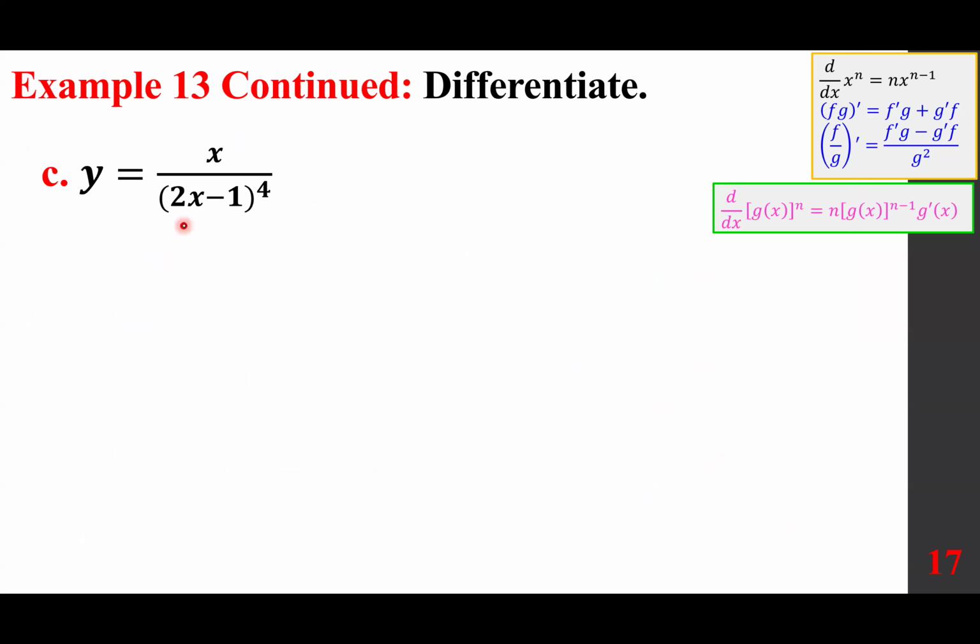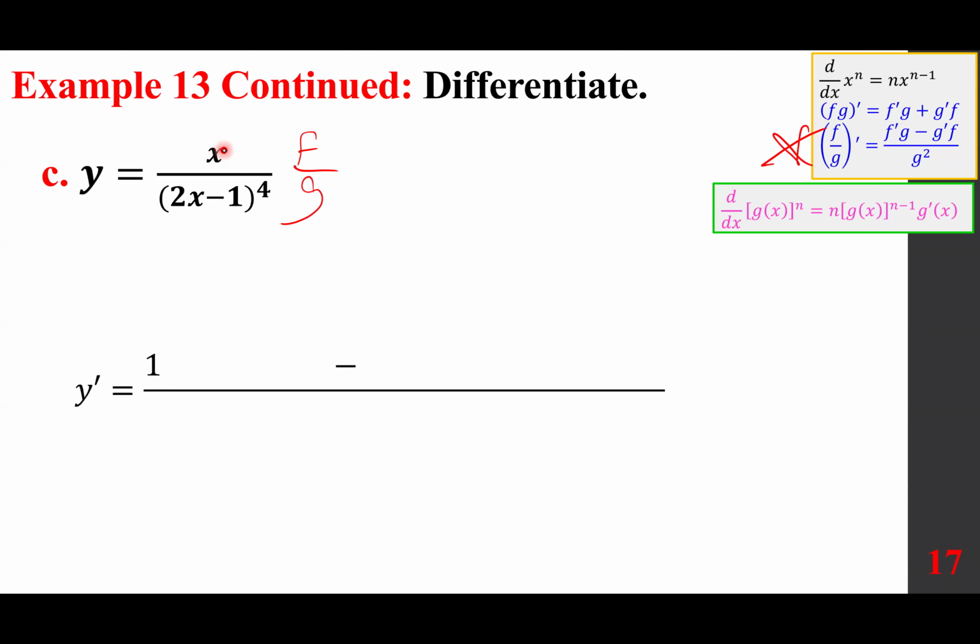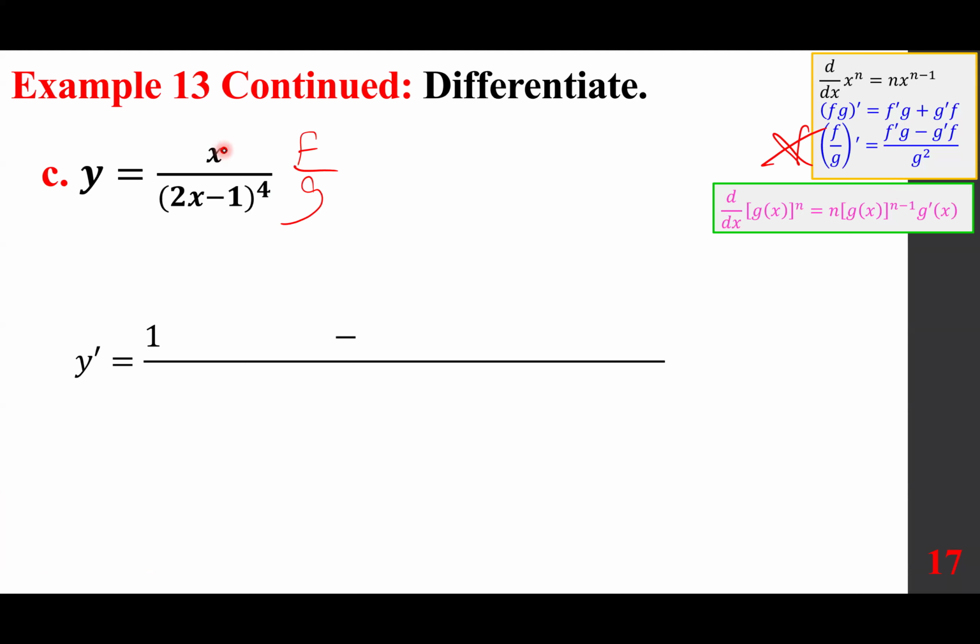Y is x over (2x minus 1) to the power of 4. And to differentiate that, we are going to rewrite this as f over g. Therefore, we are telling the reader that we are going to use the quotient rule. F prime g minus g prime f over g squared. So f prime is 1. Times g, which is (2x minus 1) to the power of 4.